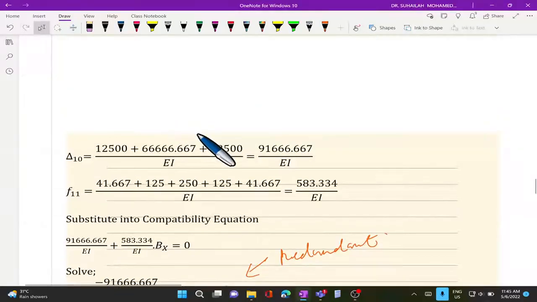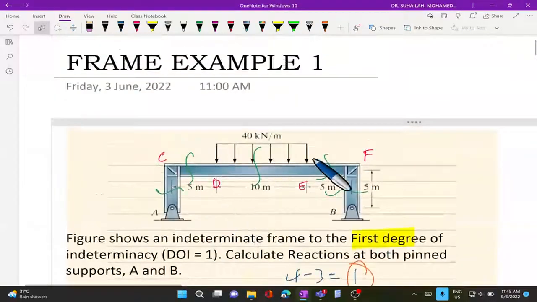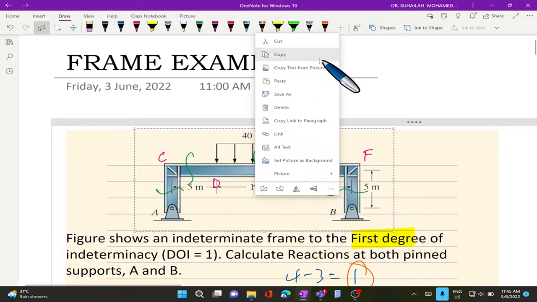Okay, let's try another frame example. I prefer to use this one again, but I want to add another load.